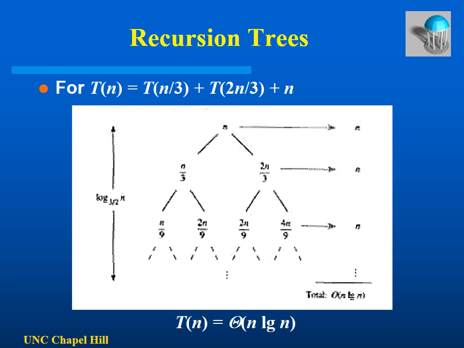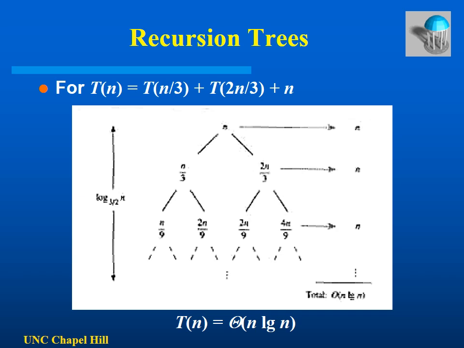Moreover, the n/3 divides into a third and 2/3 of it at the next level, so you get n/9, a third of n/3, and 2n/9, 2/3 of n/3. And the right term at the second level divides into 2/3 of 2n/3 and 1/3 of 2n/3, so we get 2n/9 and 4n/9.